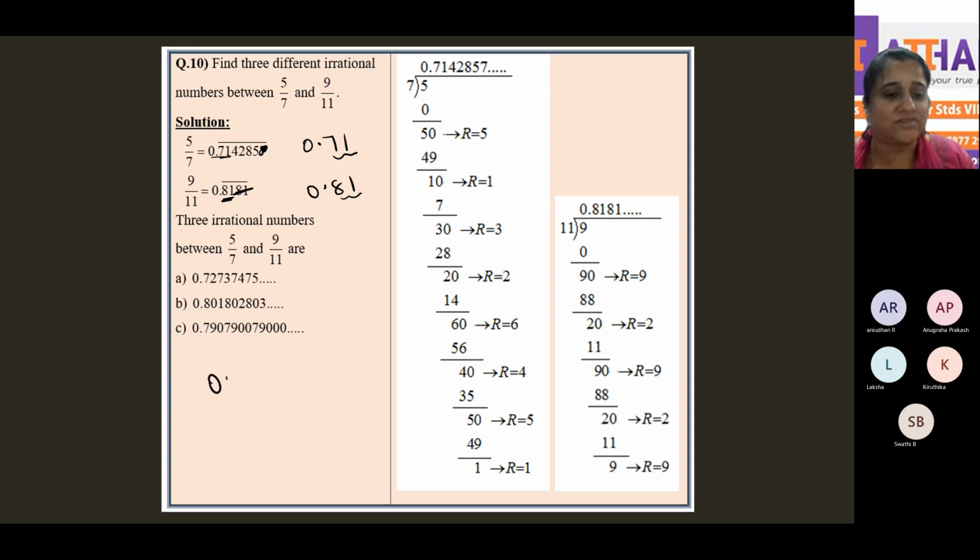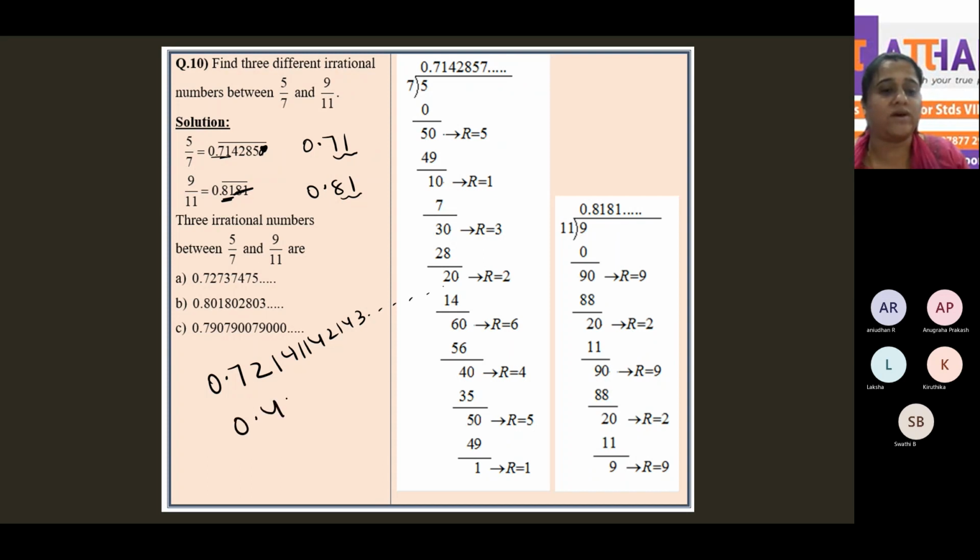So let me start with 0.72. Now, I must write irrational numbers. So I must write non-terminating, non-repeating numbers. So 0.72 is between 0.71 and 0.81. So now you're in a safe zone. After this, write whatever you want, like you can write 141, 142, 143 and put dots. Start correctly. Then you can write whatever you want, but make sure it's a non-repeating decimal.